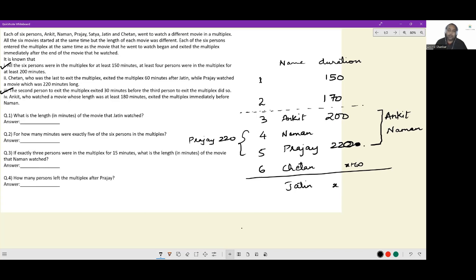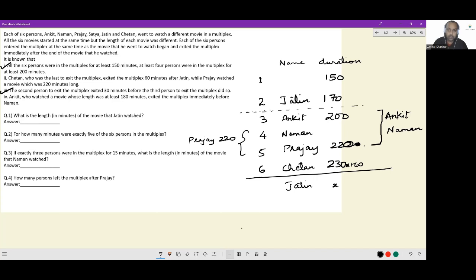220 minutes. Now, Jatin had to go somewhere. Can Jatin be in the first spot? If Jatin is in the first spot, Jatin would have taken 150 minutes. 150 minutes plus 60 minutes is only 210. And then Prajay would be the last person leaving, not Chetan. Which means Jatin can't be in the first spot. So Jatin has to necessarily be in the second spot, which leads to Chetan having spent 230 minutes in the multiplex.